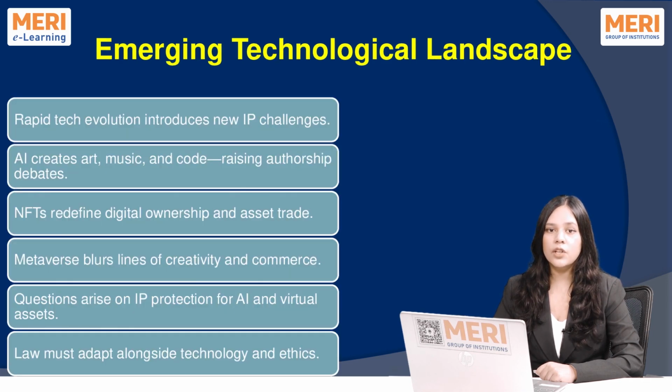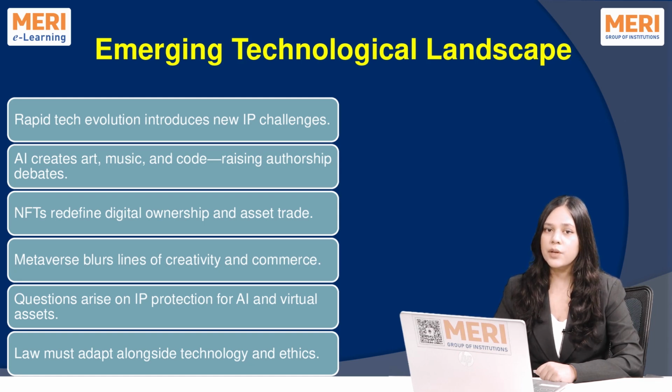The emerging technological landscape. As digital technologies continue to evolve, new forms of intellectual property and novel challenges are emerging. Artificial intelligence now creates artworks, composes music, and writes code. The advent of non-fungible tokens (NFTs) has transformed ownership and trade of digital assets. Virtual and augmented reality environments, including the metaverse, have redefined creative expression and commercial interaction. These innovations raise profound legal questions.